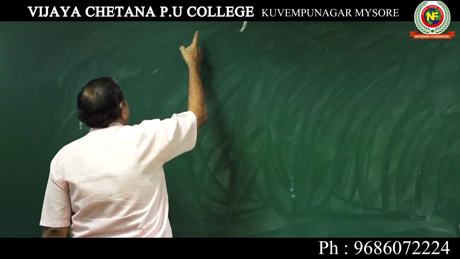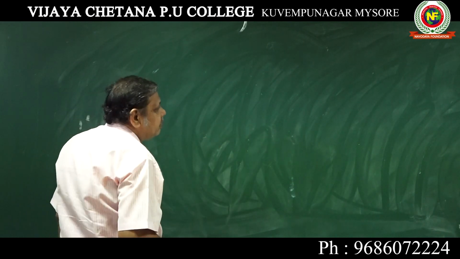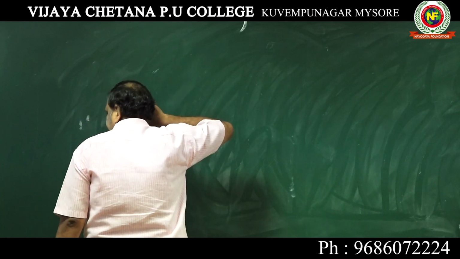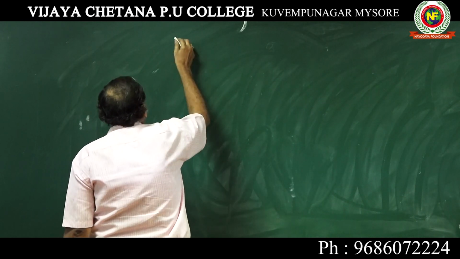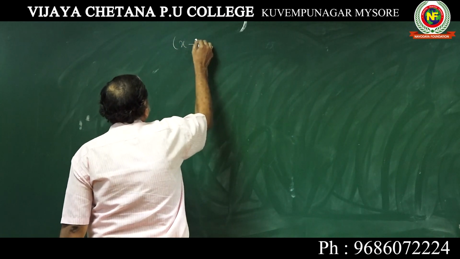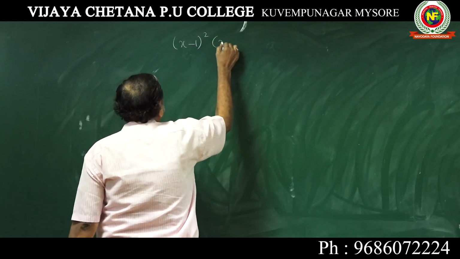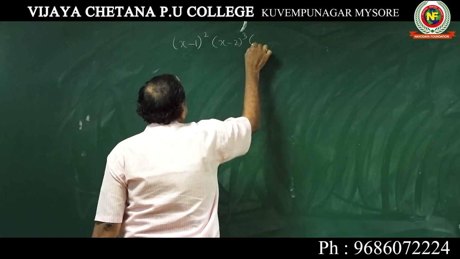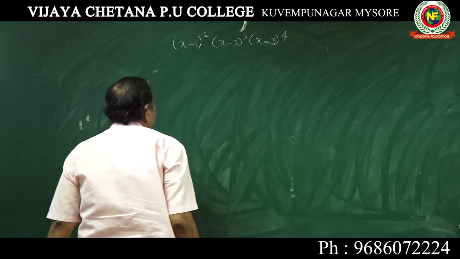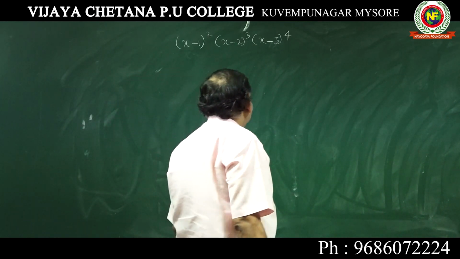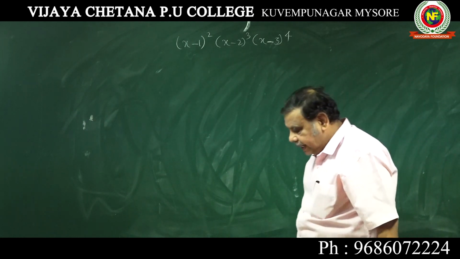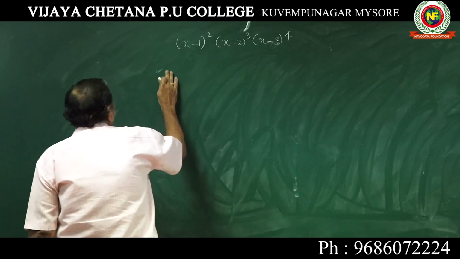We did it yesterday: sin x, sin 2x, sin 3x, cos 2x, cos 3x, cos 4x and all. Now take the differentiation of this problem. Differentiate with respect to x: (x minus 1) whole square, (x minus 2) whole cube and (x minus 3) whole to the power of 4.